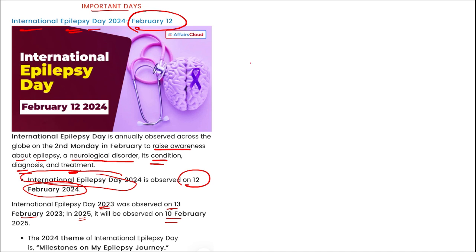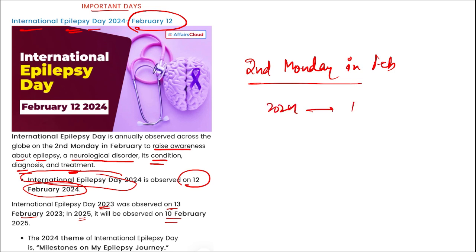Now remember why this is so, because Epilepsy Day is observed on the second Monday in the month of Feb, and this year in 2024 it was on 12th of Feb, and in 2023 it was on 13th of Feb, and in coming 2025 it will be on 10th of Feb.